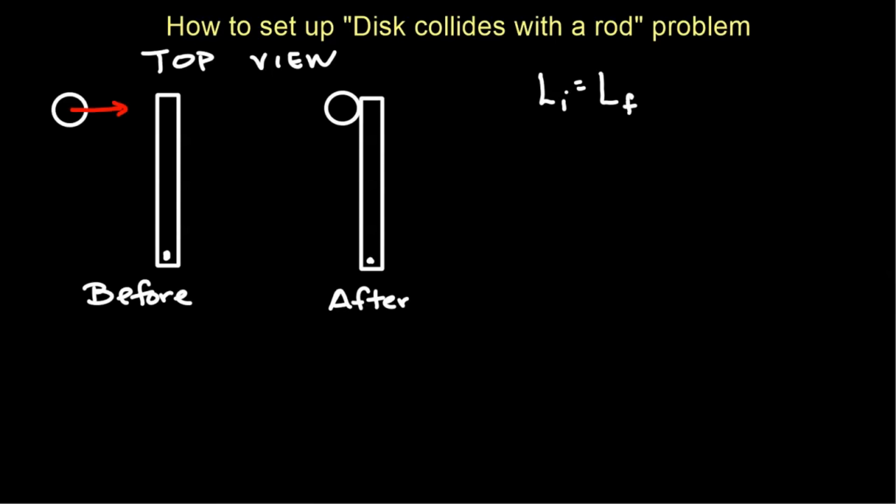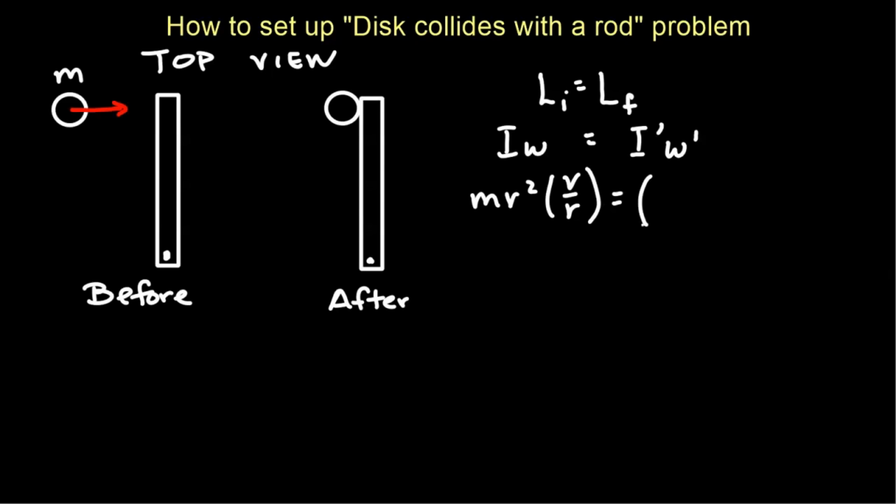The initial angular momentum is going to be I omega of the ball, and after it collides, we're going to say it sticks to the rod, and so the rod and ball are going to have an angular momentum of I prime times omega prime. Now we're going to calculate the moment of inertia of the ball, which is going to be m r squared, and remember we can relate linear and angular quantities, so omega is equal to v divided by r.